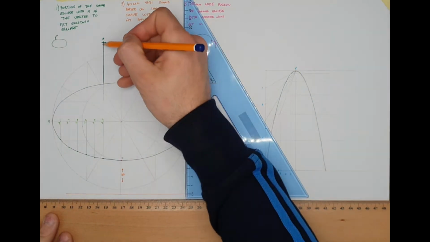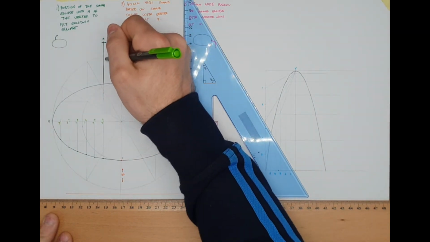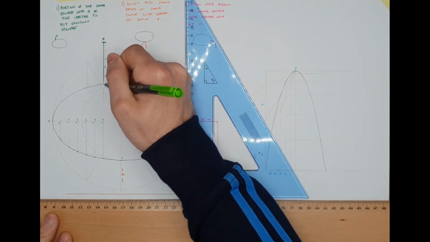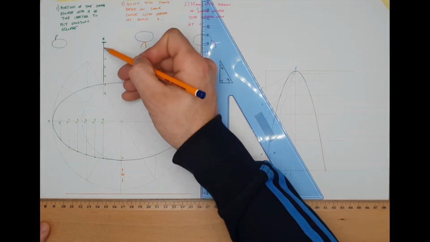Let's apply the same rule. We went down our 10, 20, 30 and number them as we go down along. So 1, 2, 3, 4, 5, and 6. And at every point I want to go perpendicular to the axis.